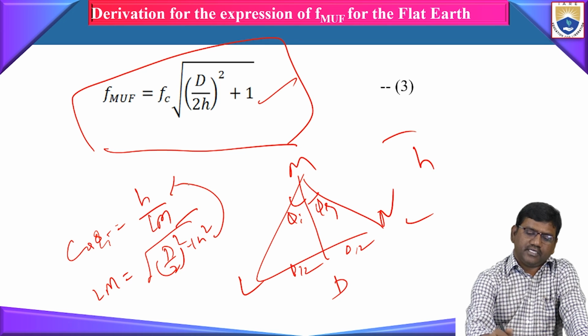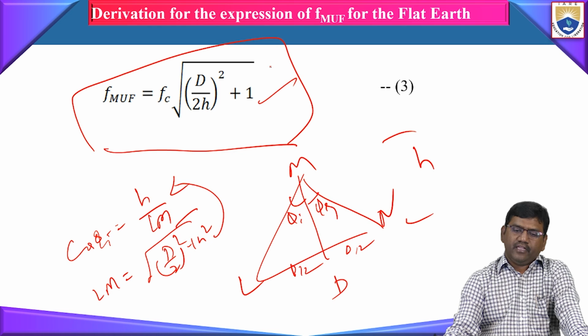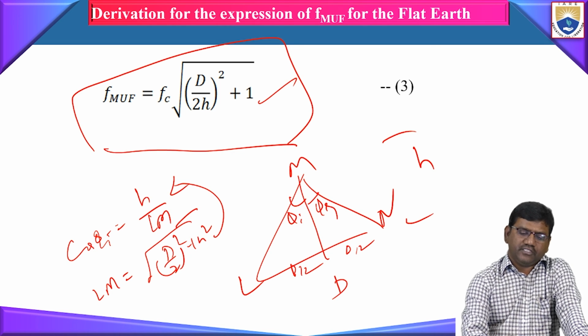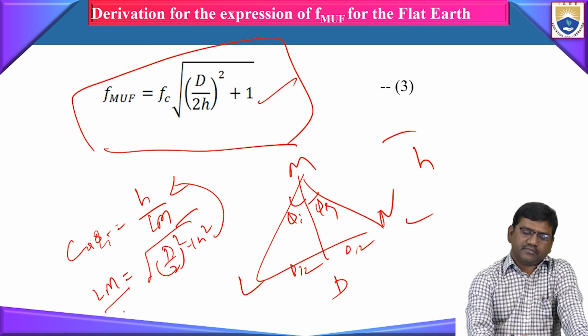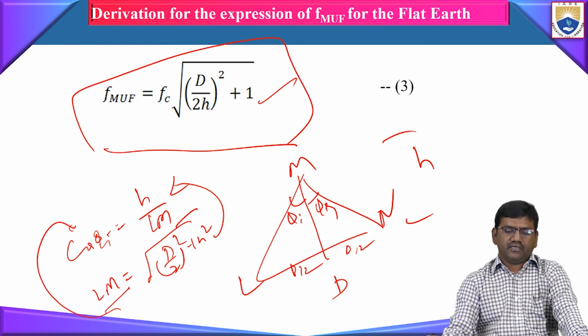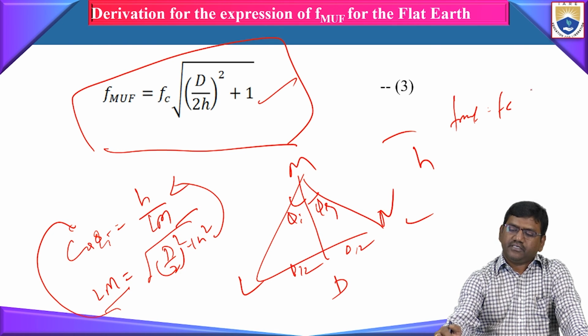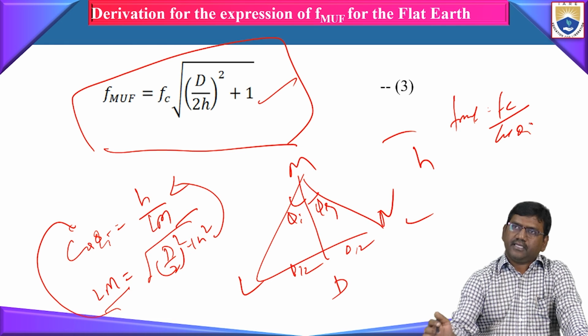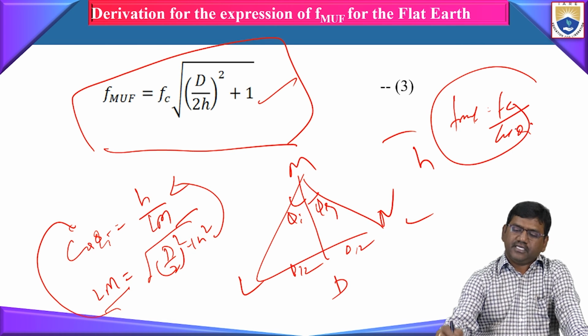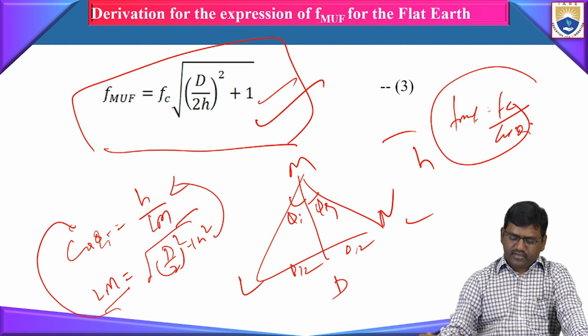So if we substitute this here and simplify, you will get f MUF is equal to fc into square root of (d by 2h) whole square plus 1. So we just need to find out the value of LM and substitute the value of cos theta i in this secant law, that is f MUF is equal to fc by cos theta i. So if you substitute this cos theta i here, you will get fc into square root of (d by 2h) whole square plus 1.